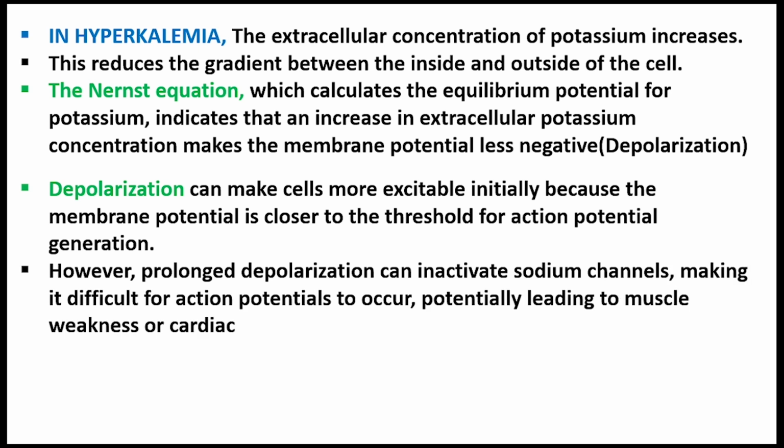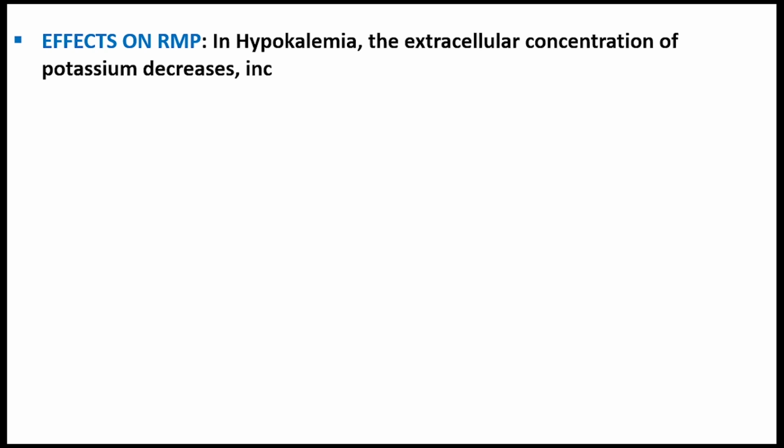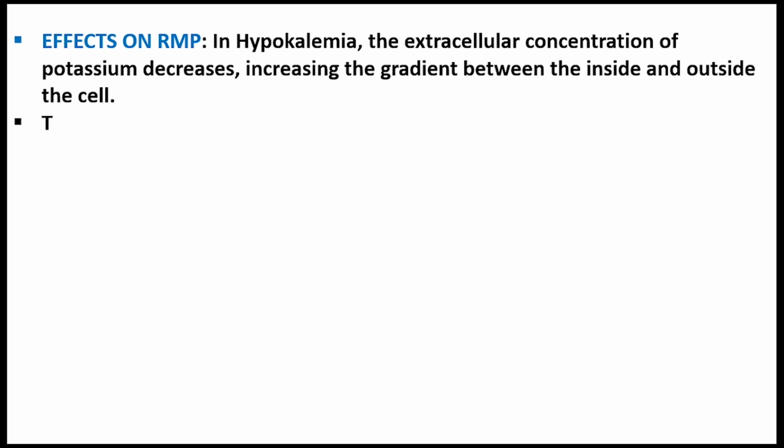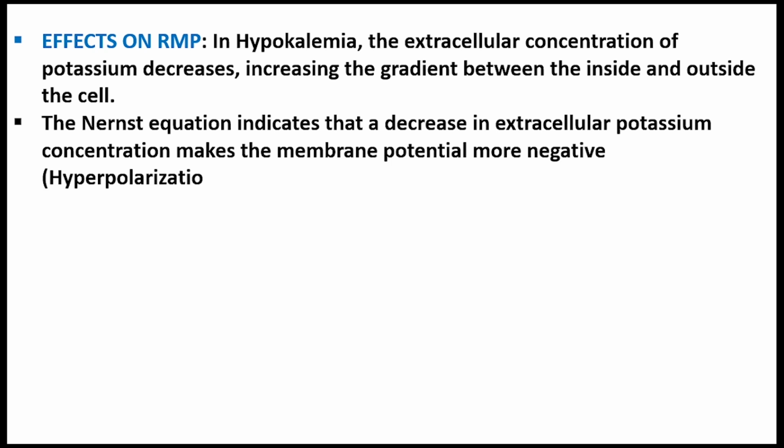Hypokalemia. It is a condition where there is a decreased level of potassium in the blood. Effects on RMP. In hypokalemia, the extracellular concentration of potassium decreases, increasing the gradient between the inside and outside of the cell. The Nernst equation indicates that a decrease in extracellular potassium concentration makes the membrane potential more negative, hyperpolarization.